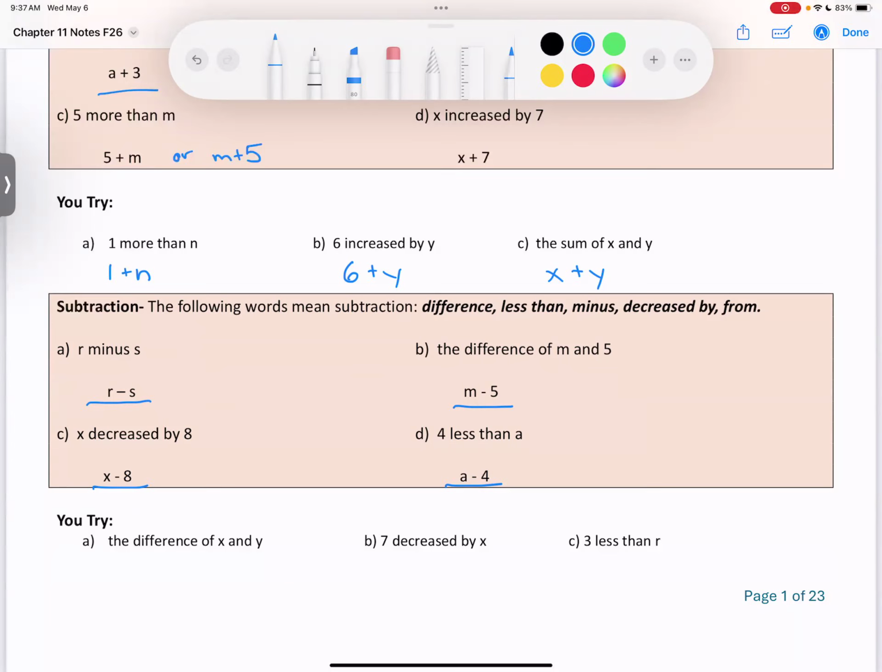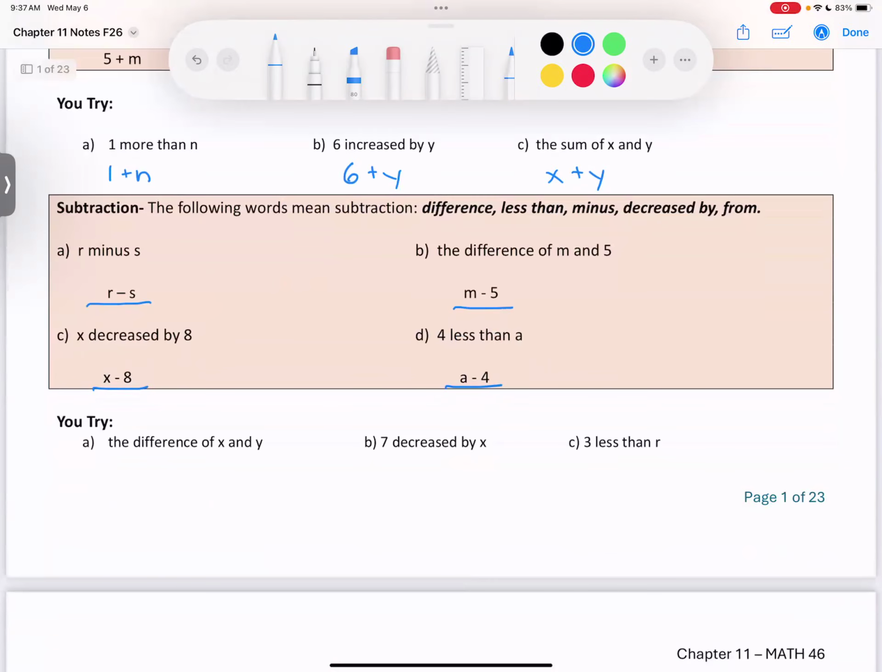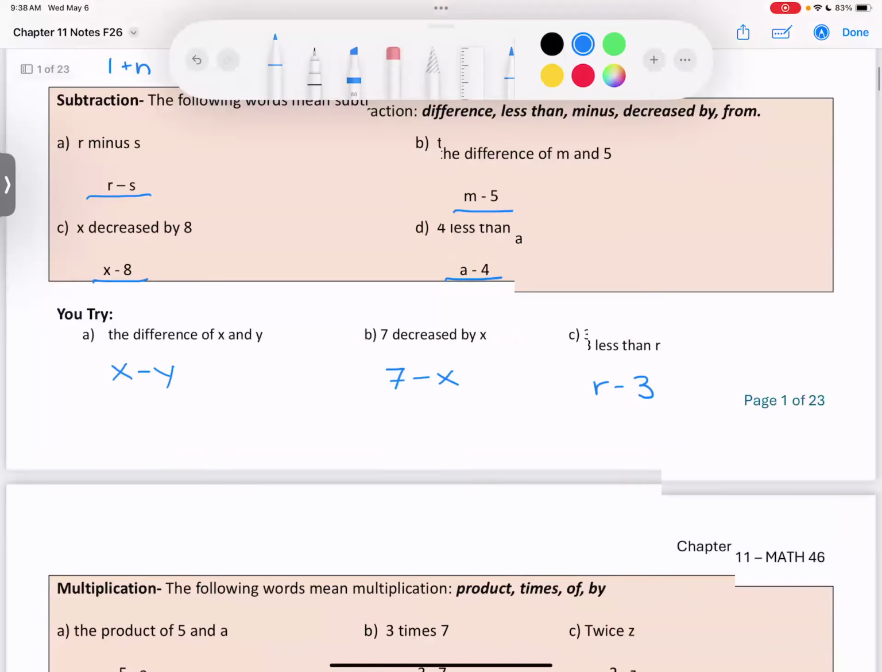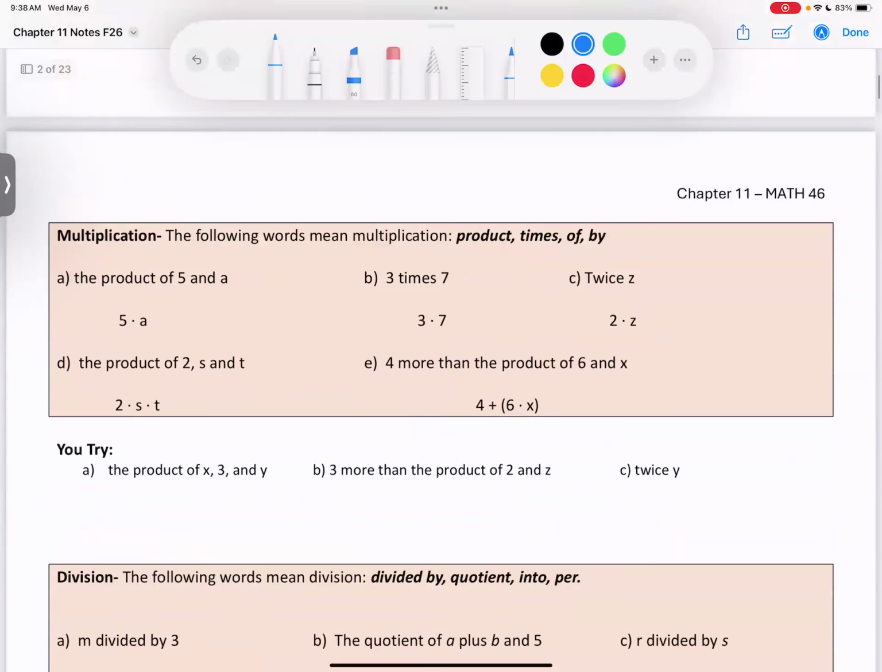And let's do those next three together now. So the difference of X and Y, X is mentioned first with the word difference, so it appears first, X minus Y. 7 decreased by X, so we had 7, then it was decreased by X, so that would be 7 minus X. And 3 less than R, we had R, now we have 3 less, so we have R minus 3. All right, moving on to multiplication.